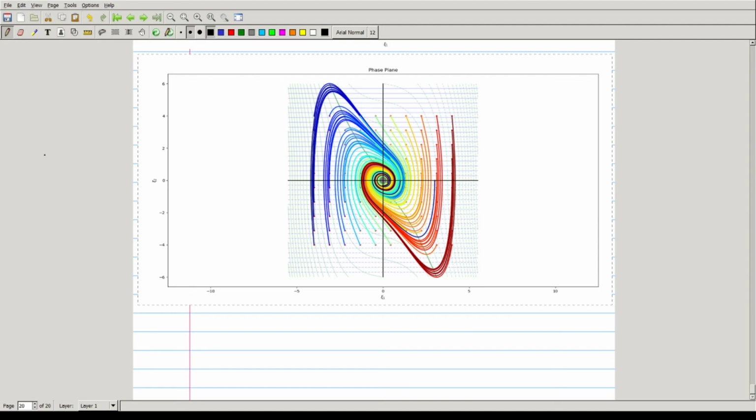So what we're going to do is move into Lagrangian mechanics for the next part of the lecture.